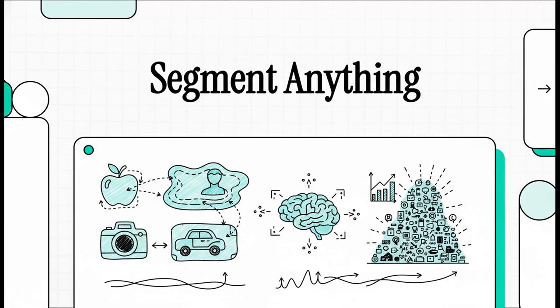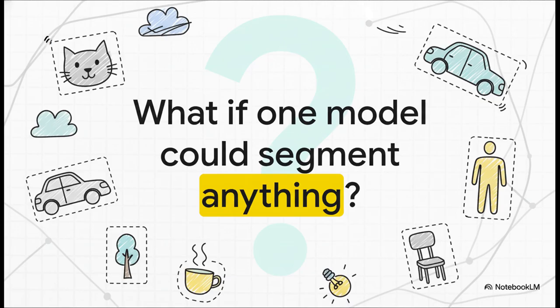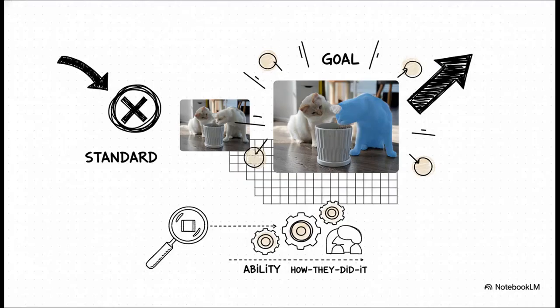It's that important. The entire project really just boils down to one incredibly ambitious question. What if you could build a single model that could segment anything? And I mean anything. Not just cats and cars like we're used to. We're talking about any possible object in any image, anywhere. This is really the hunt for a true foundation model for vision, and that's the big idea we're going to unpack right now.